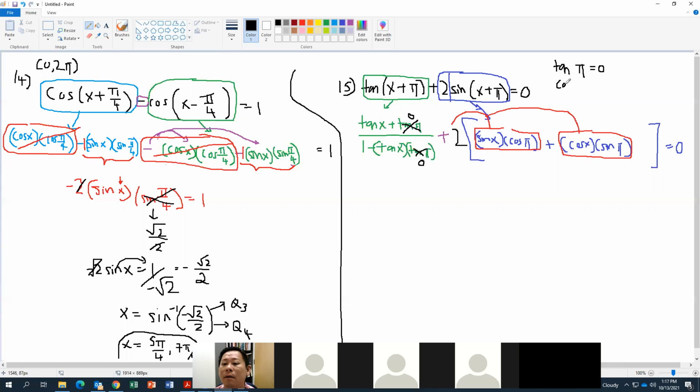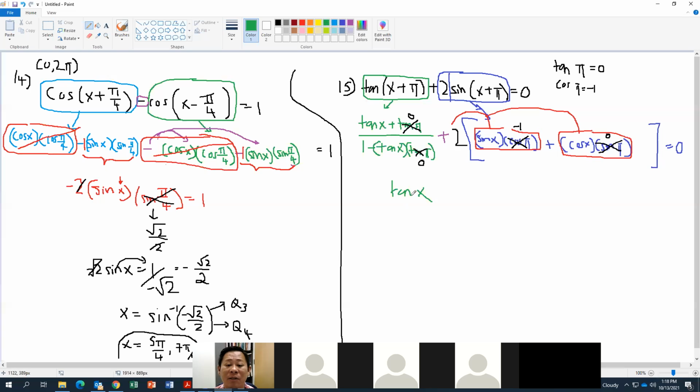Cosine pi? -1. So this will become -1. Sine pi? 0. This will become 0. Yeah, sine pi is 0. So now if you simplify this, you will only get tangent x here because this whole thing is 0.